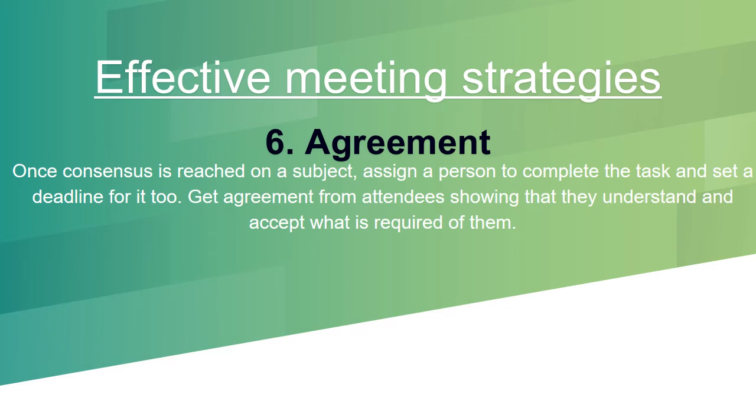The next strategy is agreement. In a meeting, when we are making a decision, we have to get agreement from all the participants who attended the meeting. Or, in other words, we have to make sure that we reach a consensus. By getting agreement from all the attendees, it shows that they understand and accept what is required of them. Once we reach a consensus on the subject of a discussion, we have to assign a person in charge of the task and set a deadline for the task to be completed.